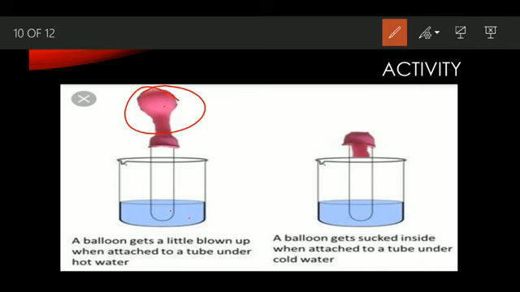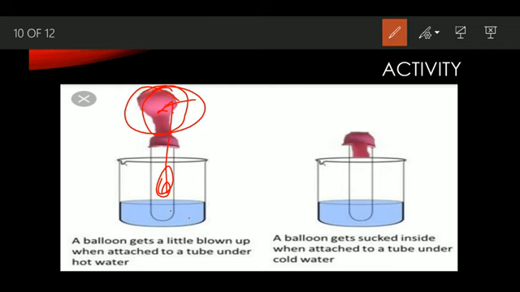What is the reason behind that? The reason is the same. Whatever air is present in the glass tube expands and reaches toward the balloon, and it starts to expand the balloon. As the balloon is made up of rubber or plastic, it is the nature of the plastic that it expands. So when air expands, along with the air, the surface of the balloon also expands.